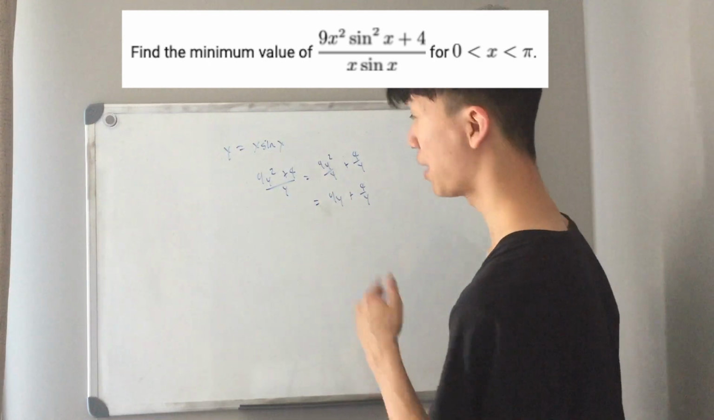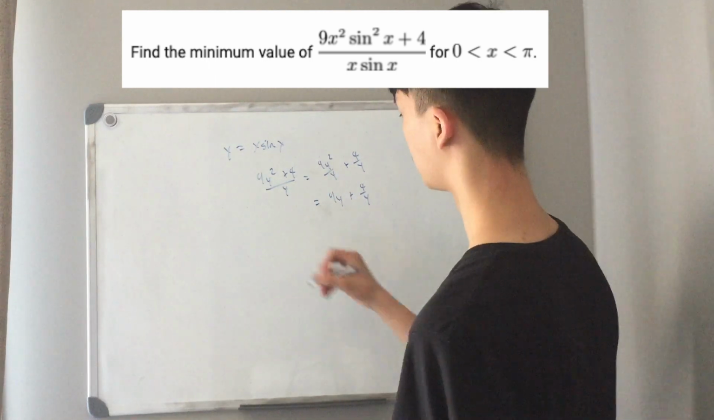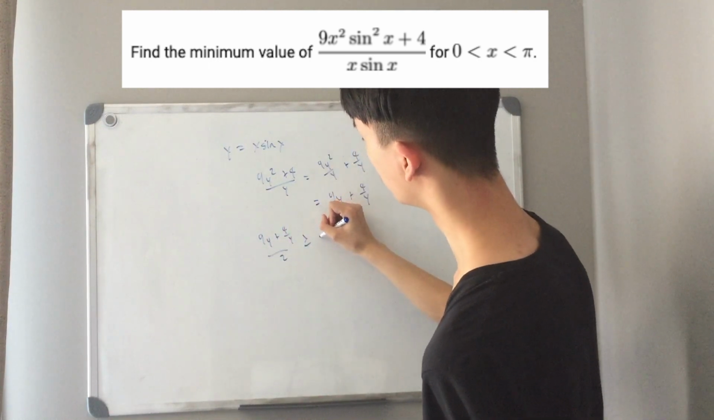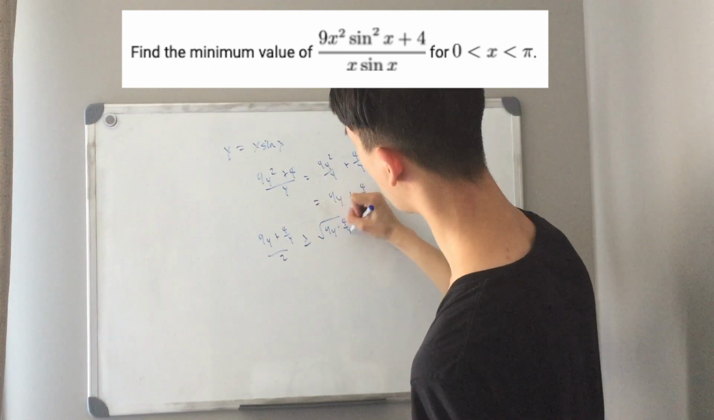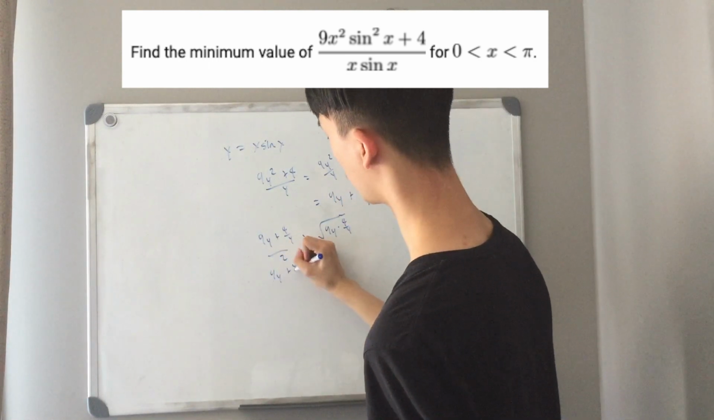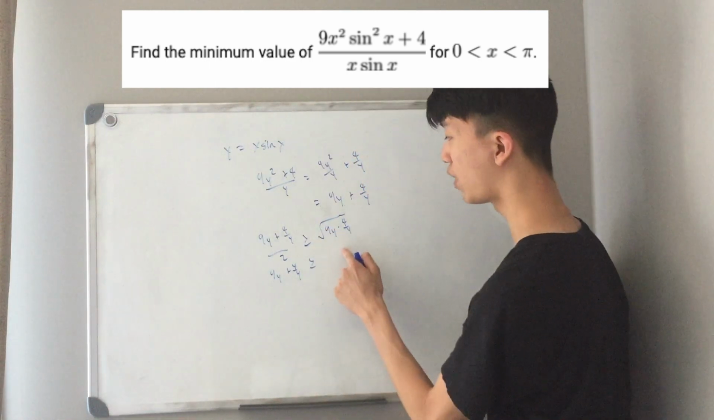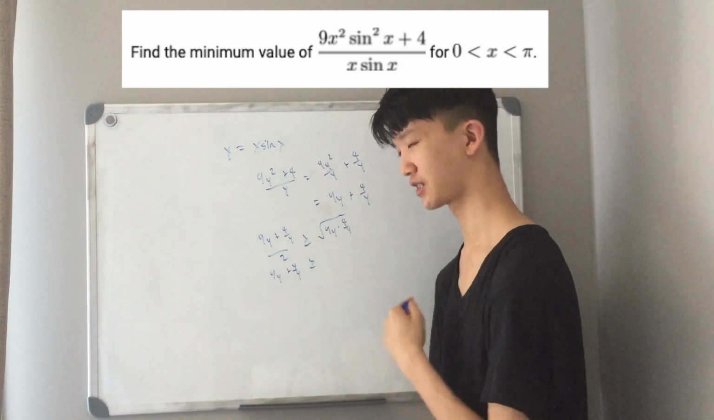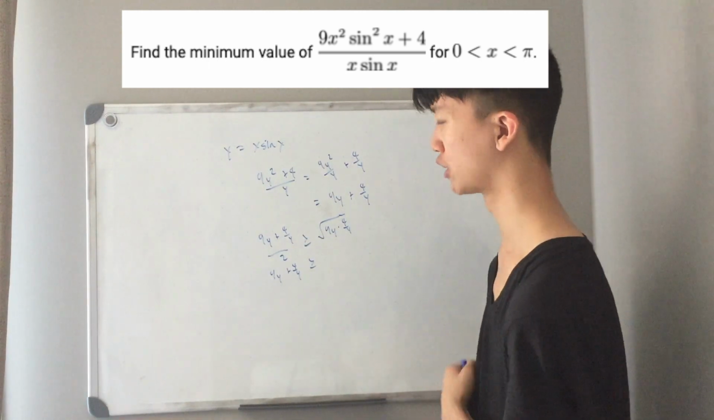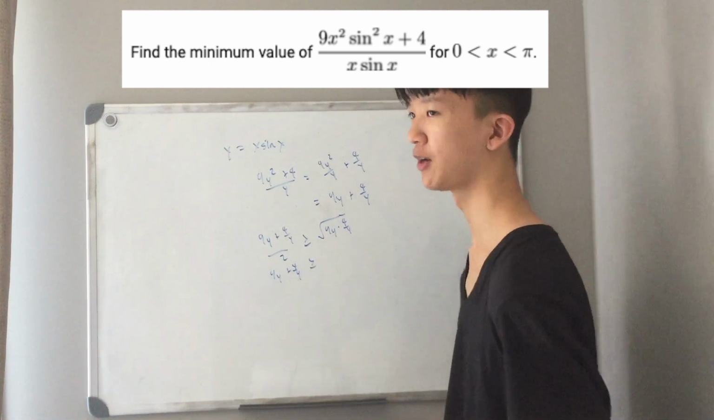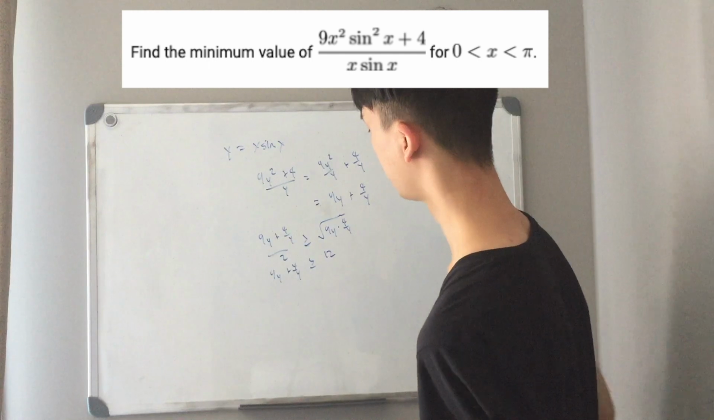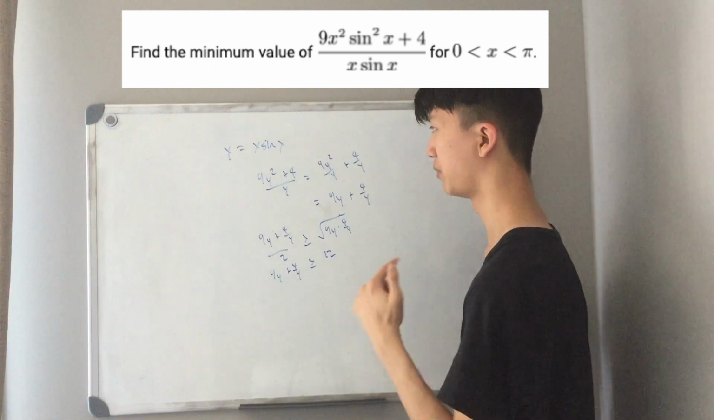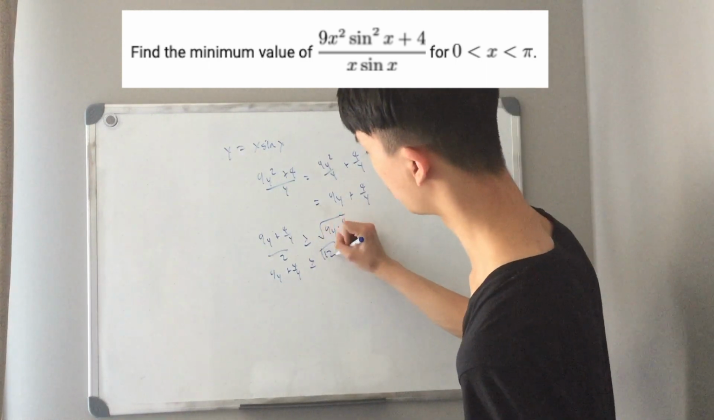Now, the application of AM-GM seems pretty clear here. We have (9y + 4/y)/2 is greater than or equal to the square root of 9y times 4/y. So then we get 9y + 4/y is greater than or equal to 2 times the square root of 9y times 4/y, and we can cancel out the y's to get 36. The square root of 36 is equal to 6, and then 6 multiplied by 2 is equal to 12. So we get 9y + 4/y is greater than or equal to 12. We can substitute x sin x back in to get the expression that we had at the top. And so now we know that the minimum value is 12, and we are done.